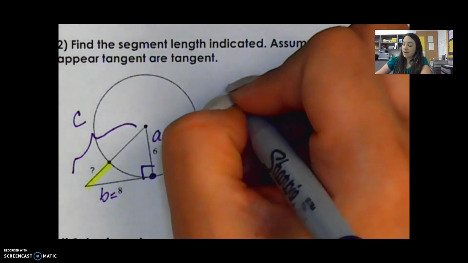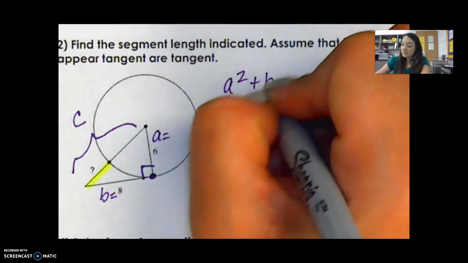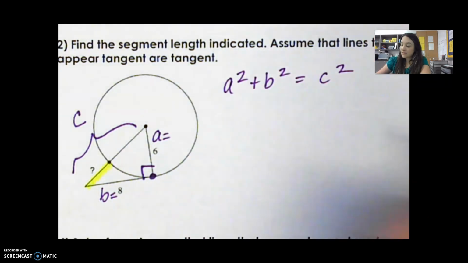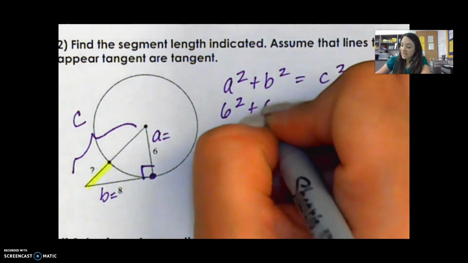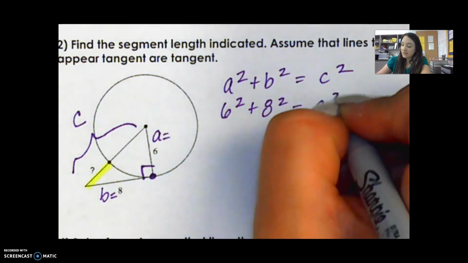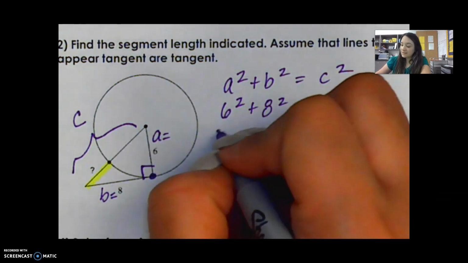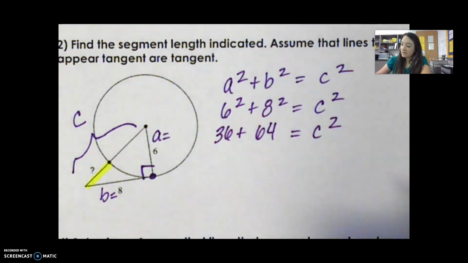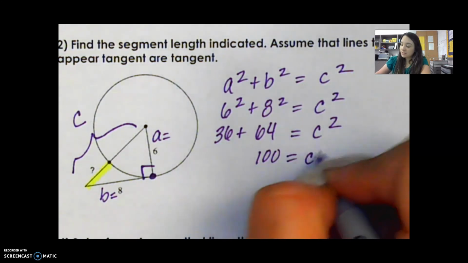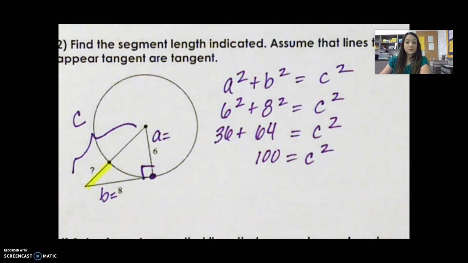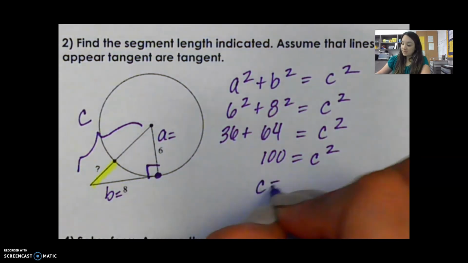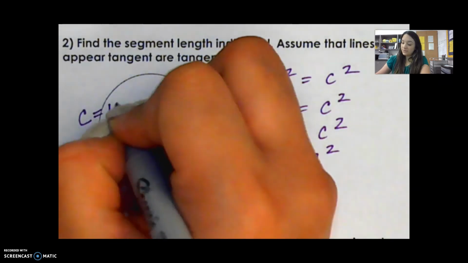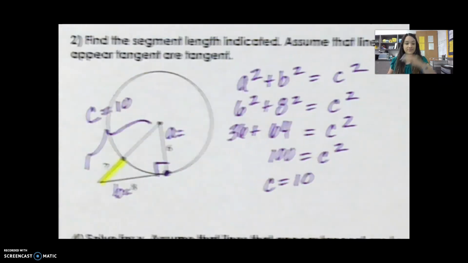So I'm going to set up my problem. A squared plus b squared equals c squared. Now that's 6 squared plus 8 squared equals c squared. That's 36 plus 64, which is 100. When I square root that, I'm going to get c is equal to 10, so I know this whole thing is equal to 10.